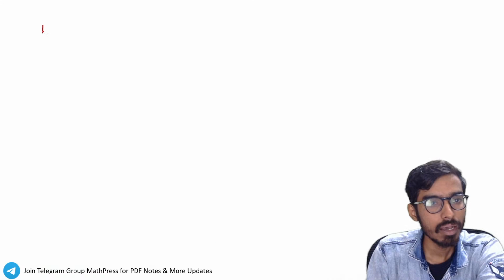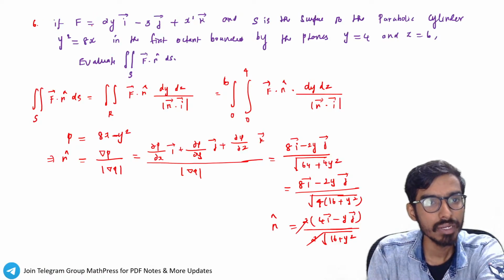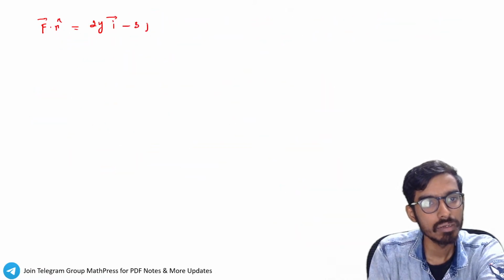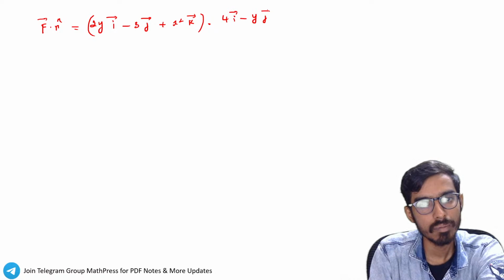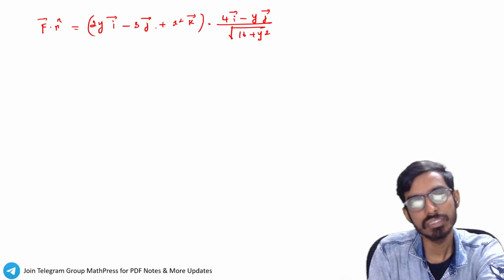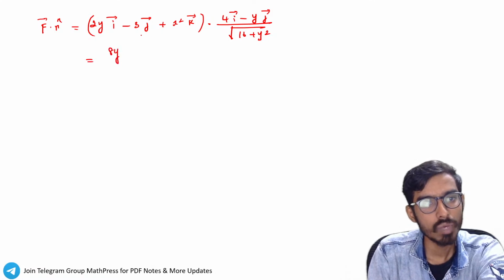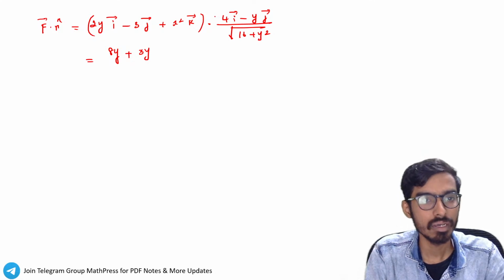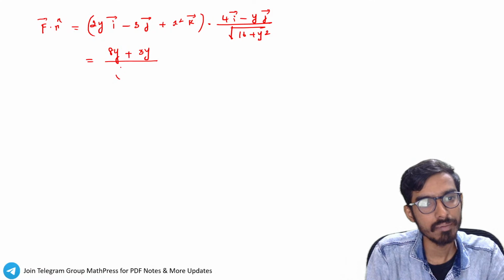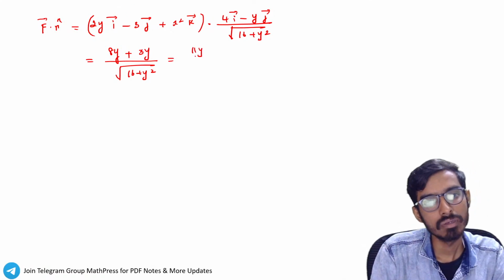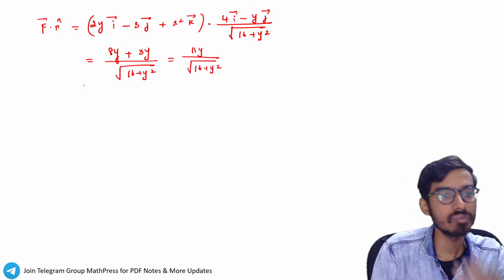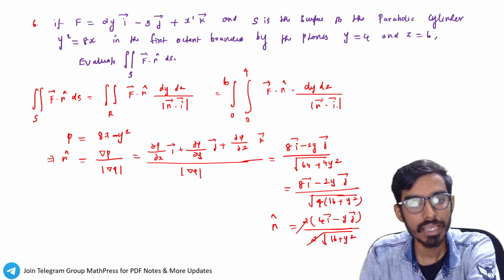Now what about F vector dot n cap? F vector is 2y i vector minus 3j vector plus x square k vector, dotted with n cap, which is 4i vector minus y j vector divided by root of 16 plus y square. Making the dot product, we will have 2y into 8 will be 8y plus 3y divided by root of 16 plus y square. So this will be 11y divided by root of 16 plus y square. And what about n cap dot i? I'll do this separately.